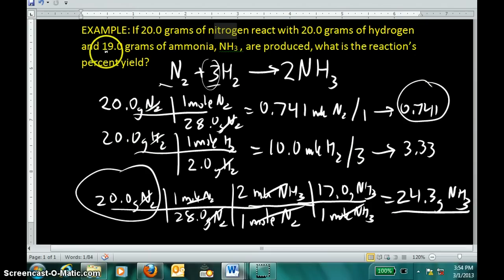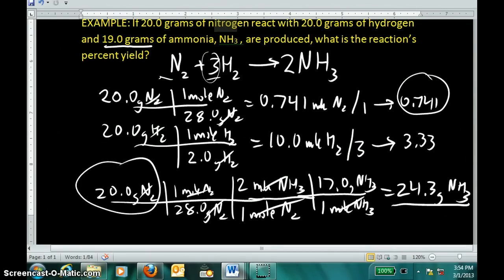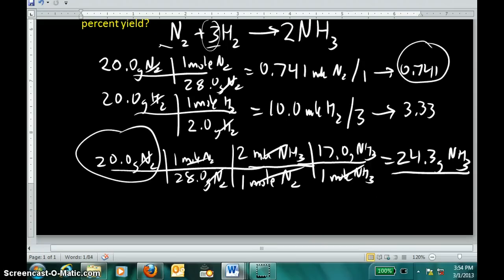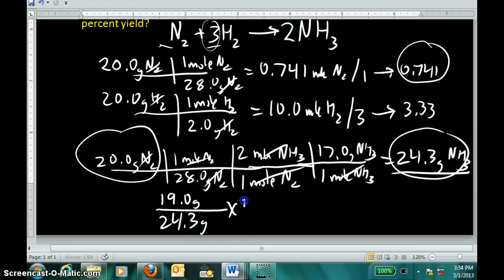So you see, that's theoretically what I can produce. In the problem, we were told we actually only got 19 grams. And that's to be expected. I am never going to get 100% yield. I'm only going to get a fraction of my theoretical amount. So if I take 19 grams, my actual yield, and divide by my theoretical yield, 24.3 grams, as a percentage, we get a 78.2% yield.